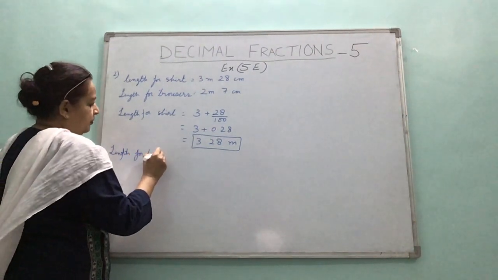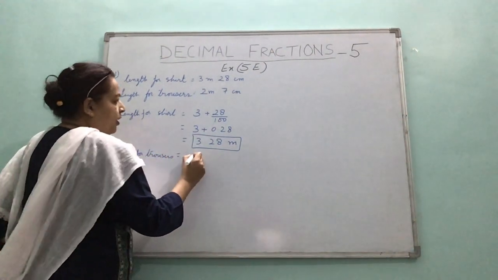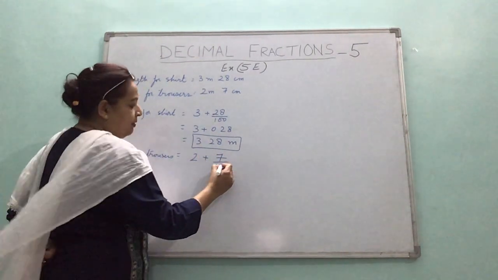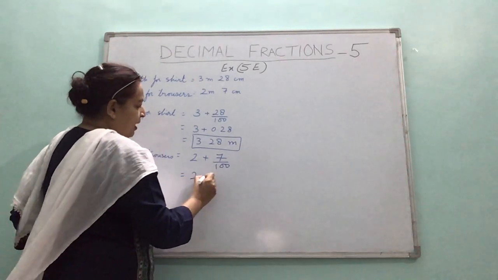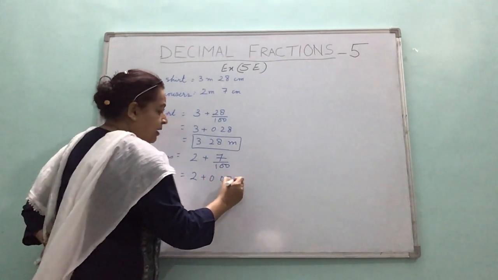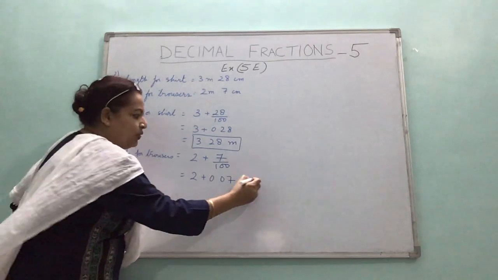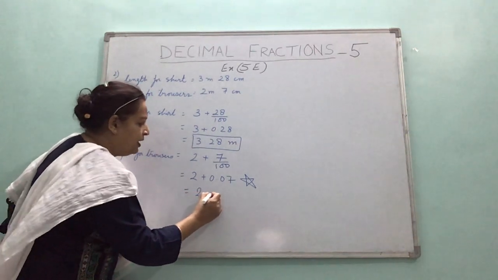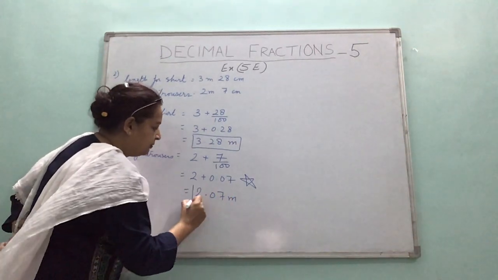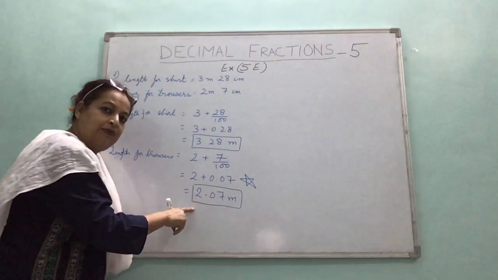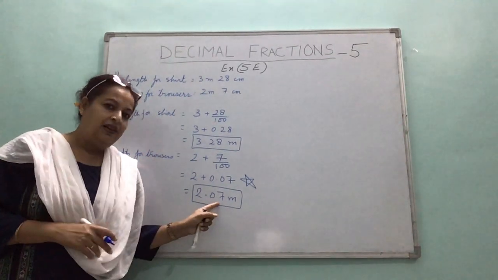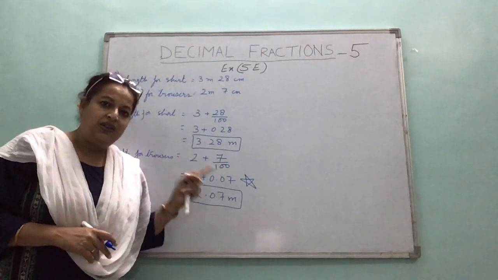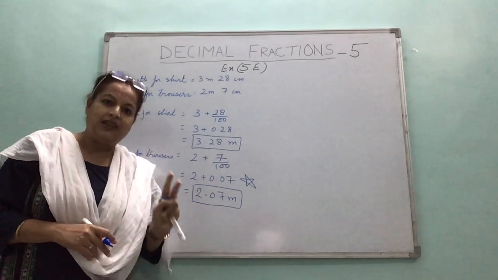And then length for trousers. Well, now be careful. 2 plus 7 centimeter divide by 100. 2 places 0.07, not 0.7. See, this is where you have to be very careful. Warning. So it is 2.07 meter. Not 2.7, which is the mistake you can make here. So you have to be very clear that when you are converting centimeter to meter, you divide by 100, so there will be 2 decimal places.